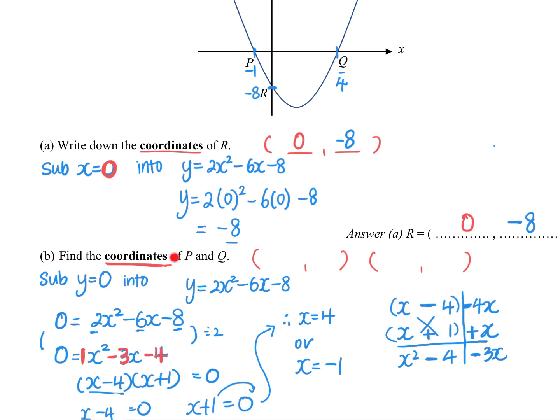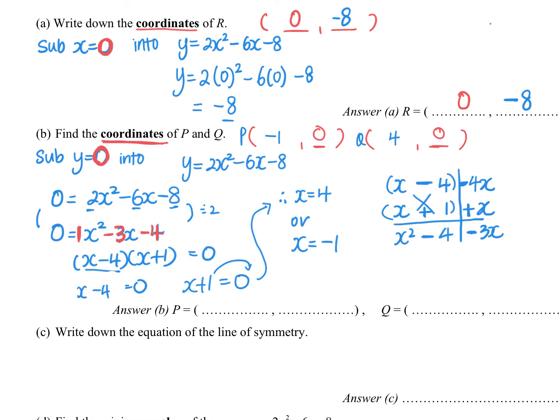No, right? Because the question asks for coordinates. So I know P, for point P, the x value is negative 1. Q is 4. But what's my y coordinate? What's my y value? I substitute y equals 0. Right? So in this case, we have our two answers. P will be negative 1, 0. And Q will be 4, 0.